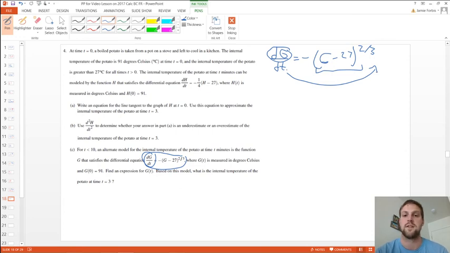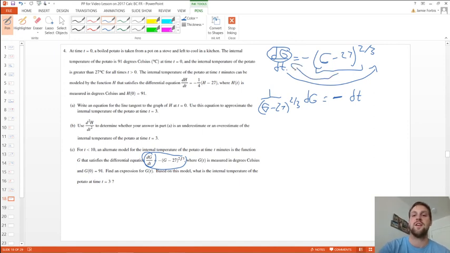So what this looks like is 1 over (g minus 27) to the 2/3 dg is equal to negative dt. All I did was switch some things. I brought this over here and the dt to the other side. And now that I have everything separated, on the left side I have g and dg, and on the right side I just have my dt.